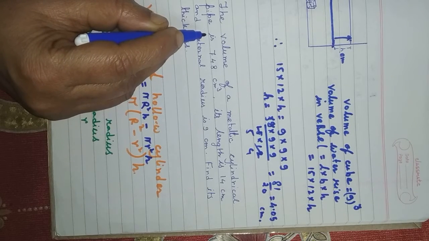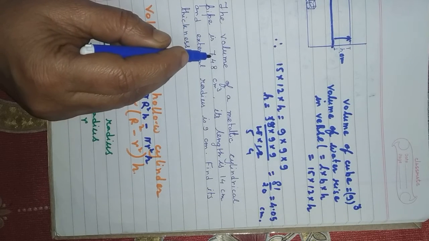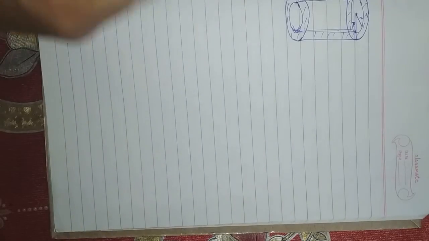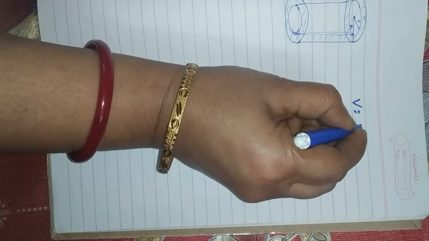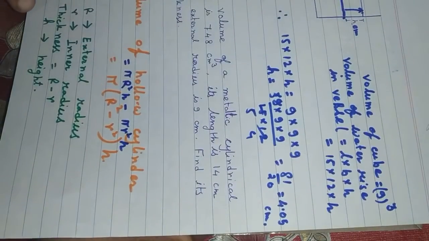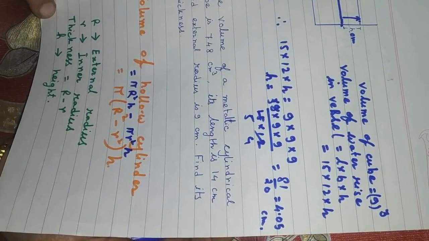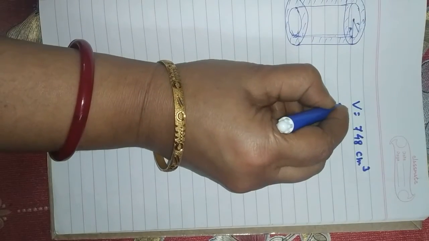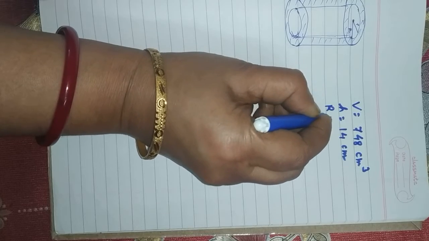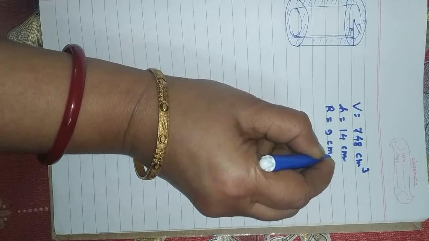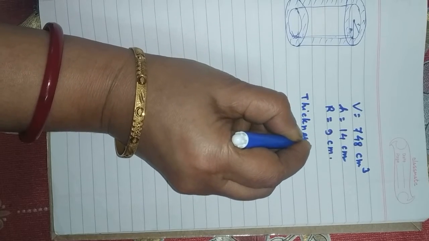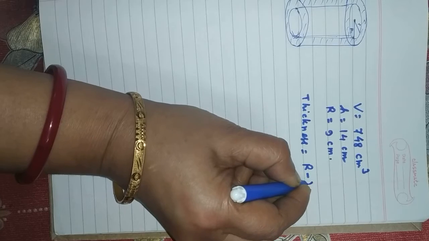So since it is a metallic cylinder, that means it is a hollow cylinder, its volume is given, that is 748. So volume is equal to 748 centimeter cube, and length 14 centimeter. Length 14 centimeter means height is equal to 14 centimeter. External radius is equal to 9 centimeter, given. We are going to find out the thickness. Thickness means external radius minus internal radius.